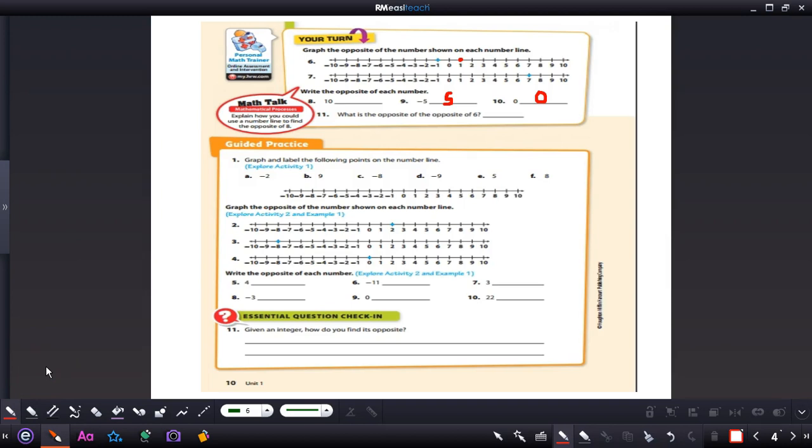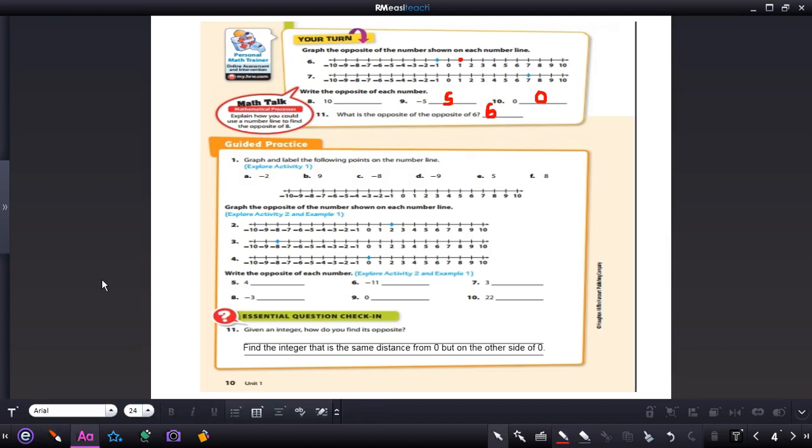What is the opposite of 6? So you can see the opposite of 6 is 6. Remember, the opposite of any number is always that number. Okay, and then wrapping up the video for number 11, given an integer, how do you find its opposite? You can write this down on page 10. Find the integer that is the same distance from 0, but on the other side of 0.